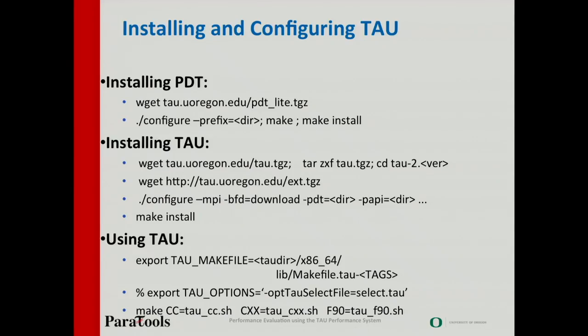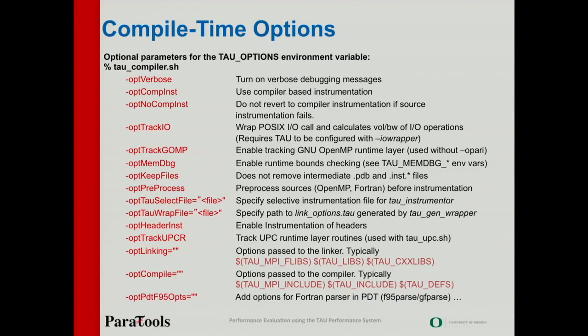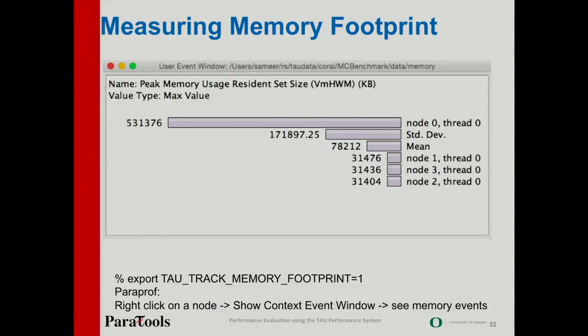And this is how you install TAU and use it. There are many compile time options, like say use compiler-based instrumentation instead of source. You can have many runtime options, like track the memory footprint of your code by just specifying this, and then you can see that here, thread 0 took a lot more memory than the other threads.